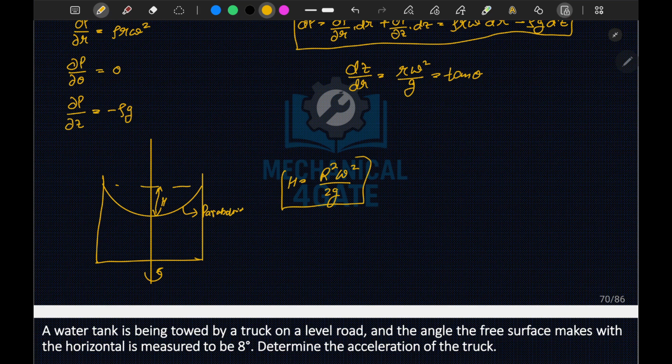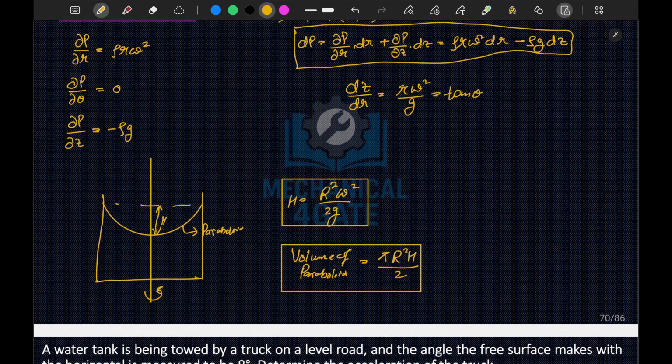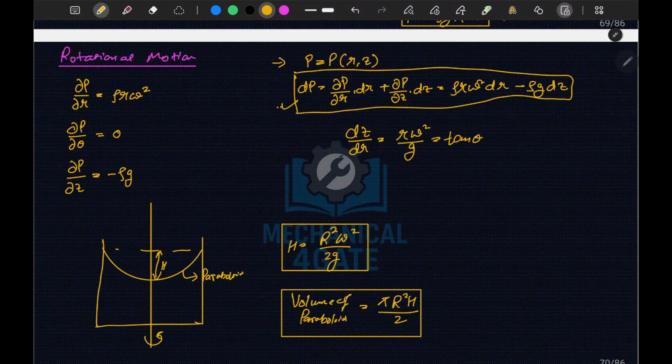This is your height of the paraboloid. And your volume of the paraboloid is equal to pi r square h, that is the volume of the cylinder, divided by 2. So these are some important points which we will generally use here. And we can also calculate the pressure at any point inside the rotating cylinder, and that pressure we will calculate using this equation only.